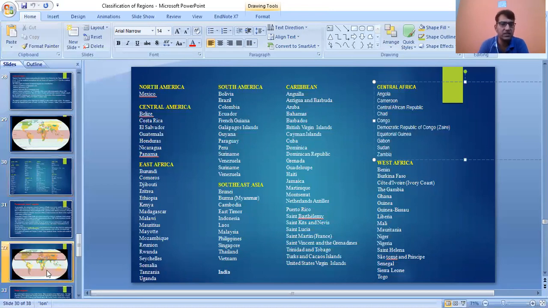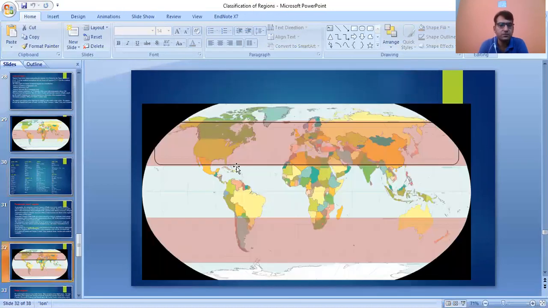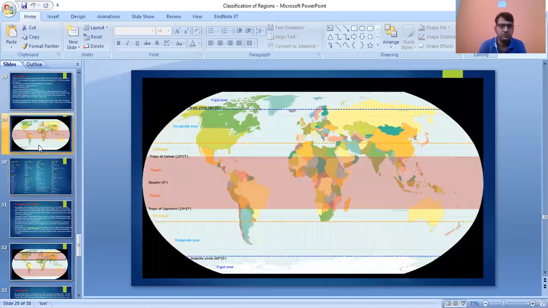So this is what I say are the tropical regions of the world. This is the temperate region, I'll say. And this one is the equatorial region.